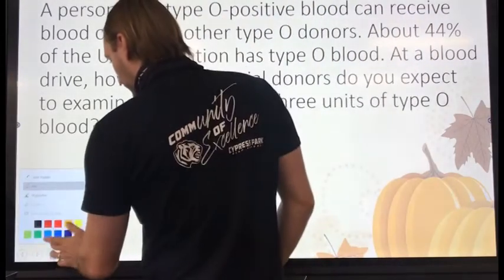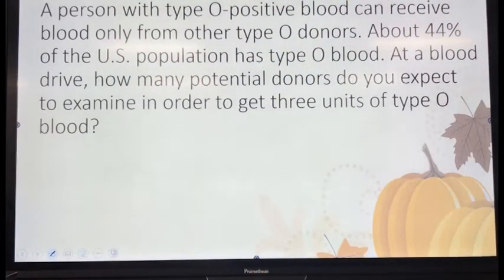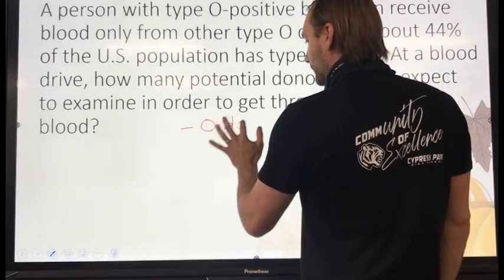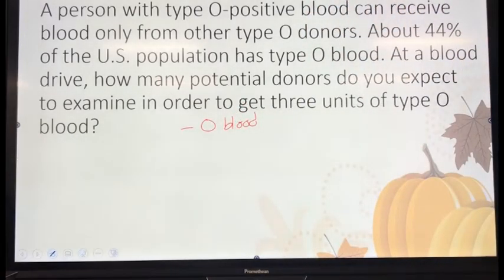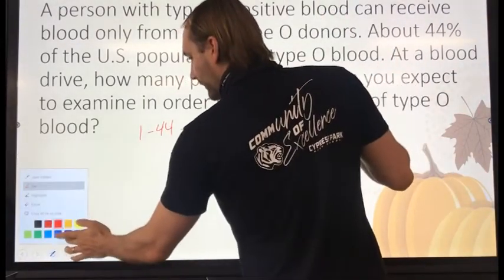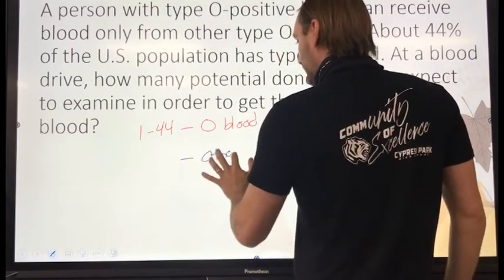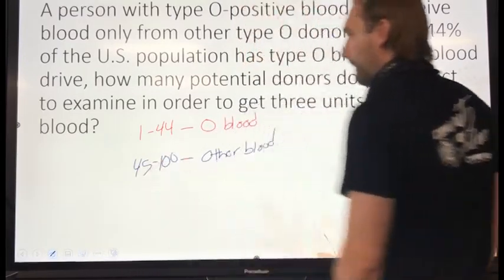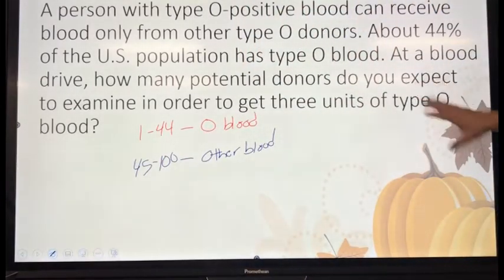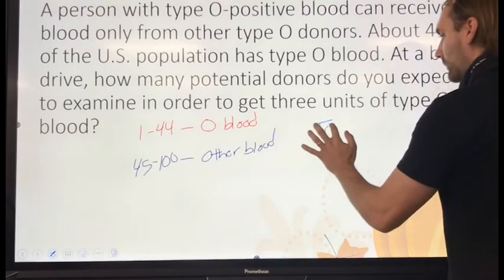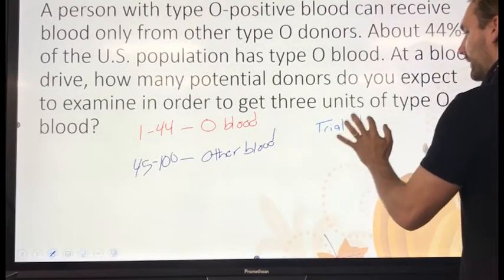First, our component. We're going to run a random number generator. How should I set up my values? Between what numbers is going to give me O blood? 1 to 44. And what values will give me other blood? 45 to 100. Okay, and we're just looking for 3. So we'll start with our first trial. Trial number 1, and we'll just do 3 trials.